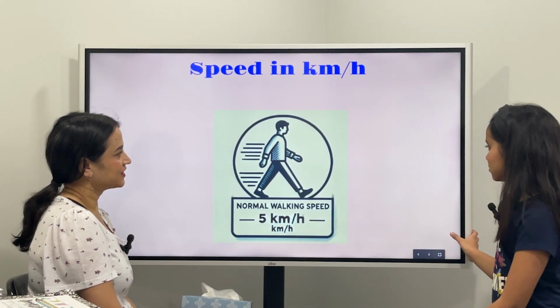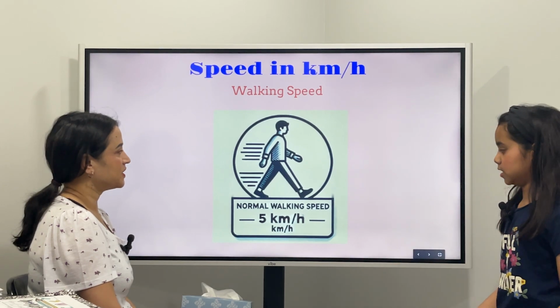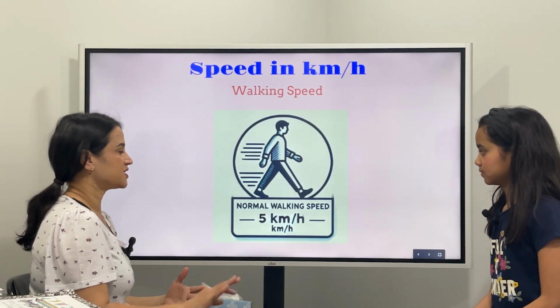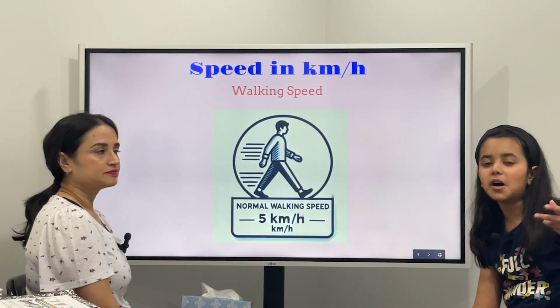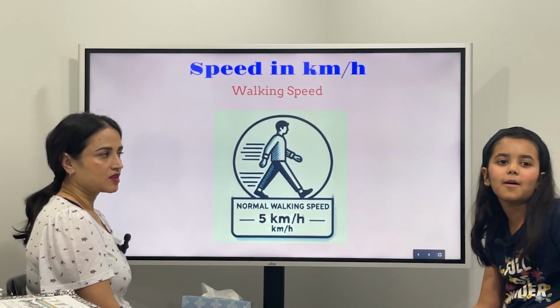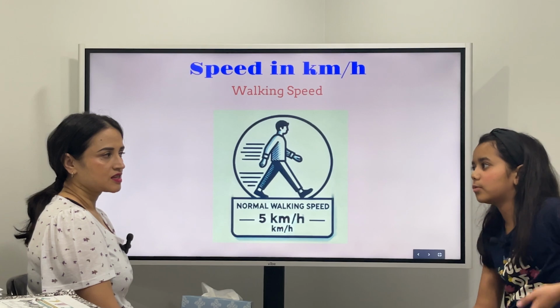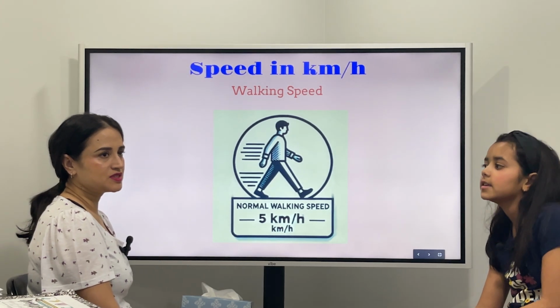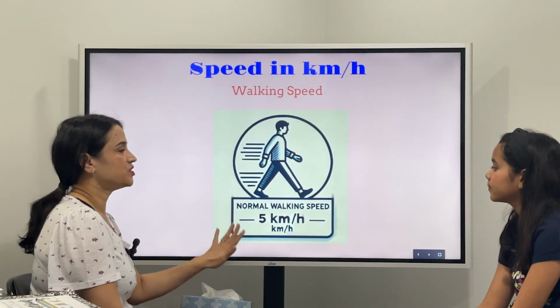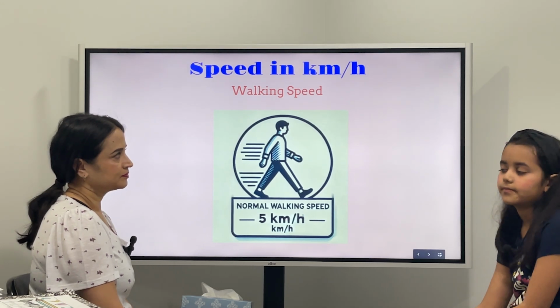So walking speed. Normal walking speed for average people is 5 kilometers per hour, but some could be 2, 3, or 4 kilometers. It depends on the person's speed, but the average is 5.